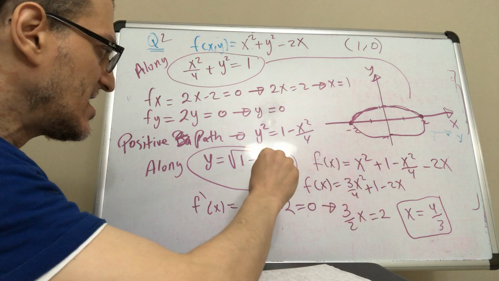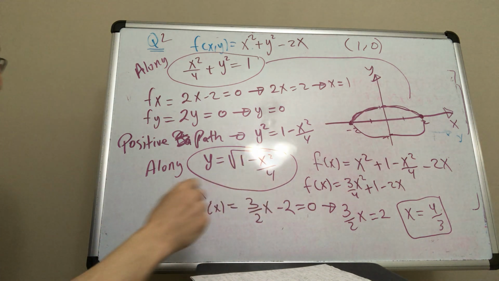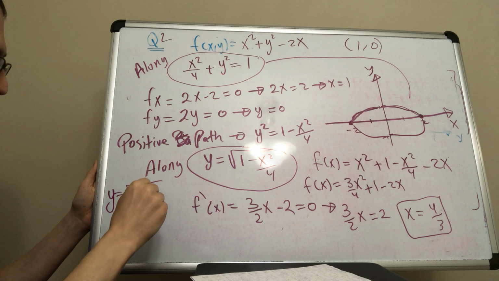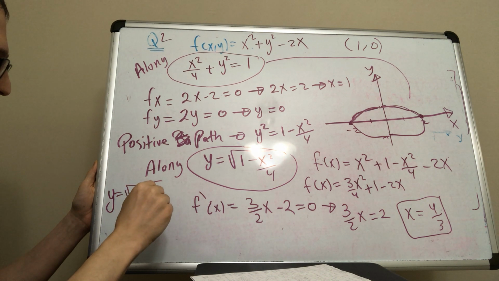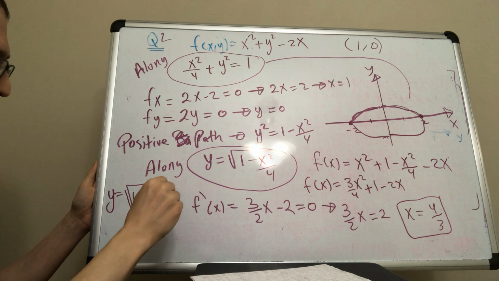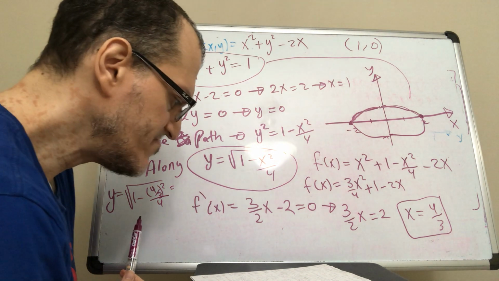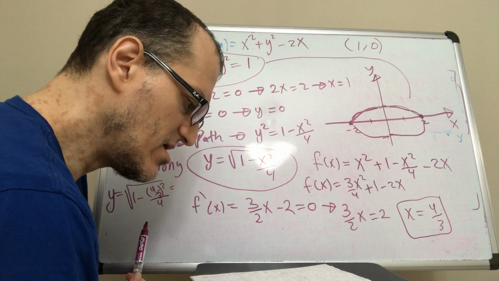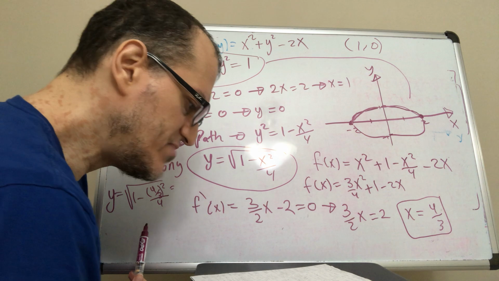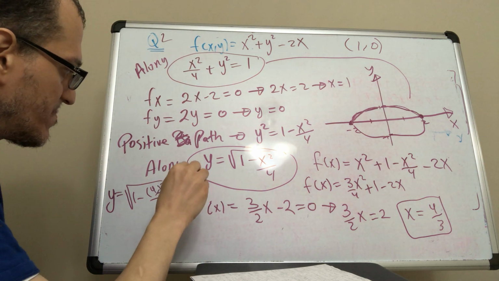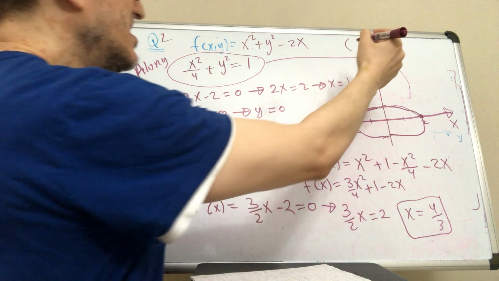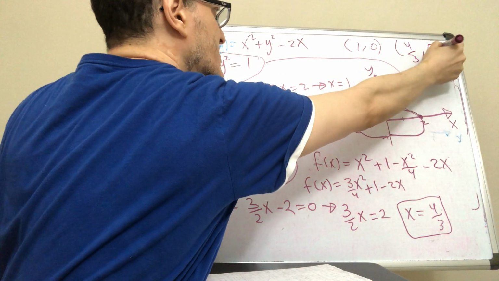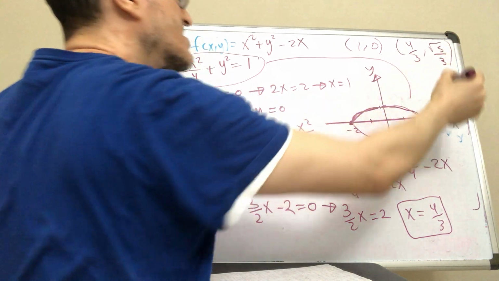And when you plug it back to find what y is, 1 minus (4 over 3) squared over 4. Well, you have a calculator. When you plug it back, you get y to be root 5 over 3. So we have the other point of (4 over 3, root 5 over 3). That's your second point.